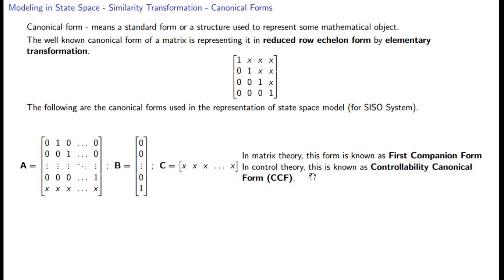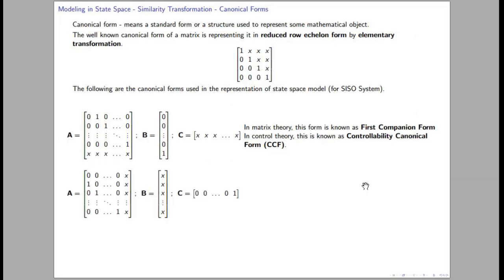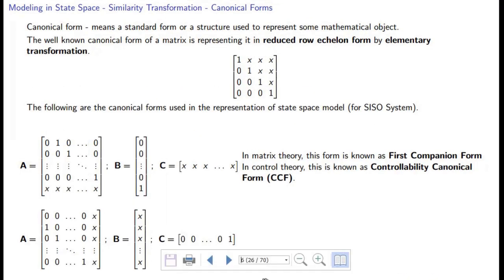This specific structure is going to help me understand the controllability and observability of the systems. That is why I call this the controllability canonical form. Then the next canonical form is this one.